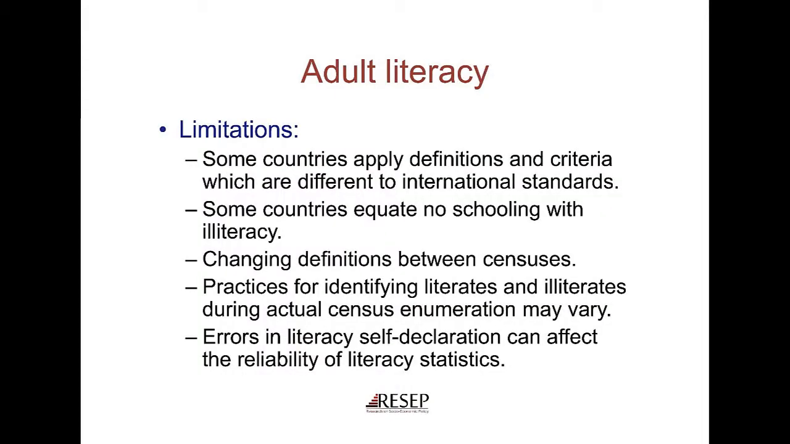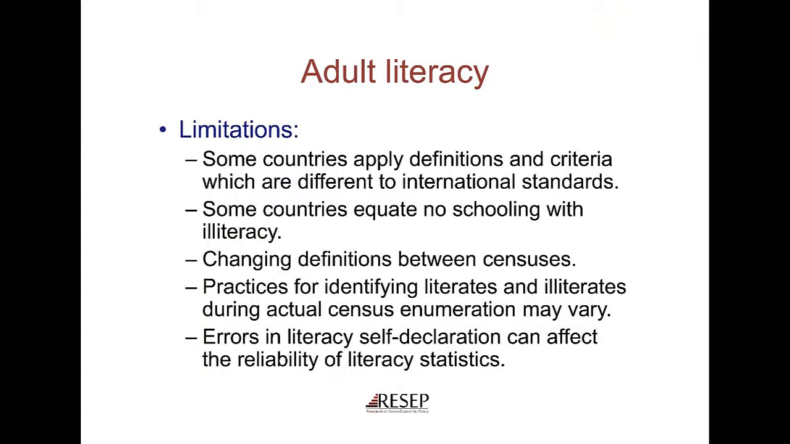And then what's also common is that some countries, when they collect information, will equate no schooling with illiteracy. But you can find somebody who's had no formal schooling who is literate. So it's not the same thing, of course. And then this can happen anyway, changing definitions between census. So if we're changing definitions by the next census, then how can we compare to see if we've actually improved over the last few years or not? And then a big deal with adult literacy and youth literacy are errors in literacy self-declaration. Because when you do the census, you're asking the person if they're literate or not, and you could get different answers, and that can affect the reliability.